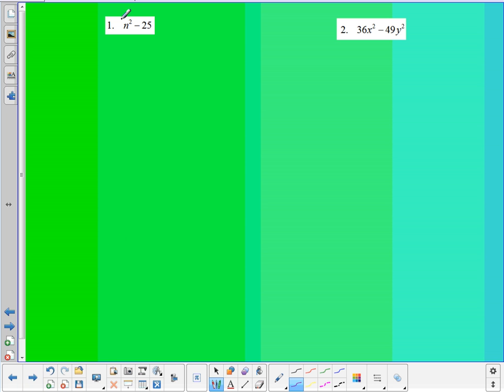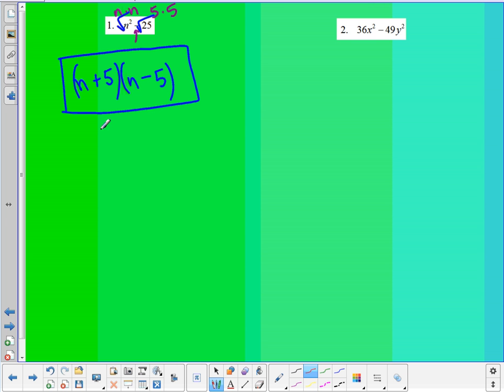For number 1, we have n squared minus 25. Now, n squared is a perfect square because it's n times n. And 25 is a perfect square because it's 5 times 5. And we're subtracting. So I know I have a difference of two squares pattern. So I know my factored form is going to be the same two parentheses that I always have. One's going to be adding, one's going to be subtracting. And when I take the square root of each term, the square root of n squared is n. The square root of 25 is 5. So I have n plus 5, n minus 5. That's my factored form. So you end up getting the same two factors, n and 5, but in one parenthesis you're adding and in one parenthesis you're subtracting.